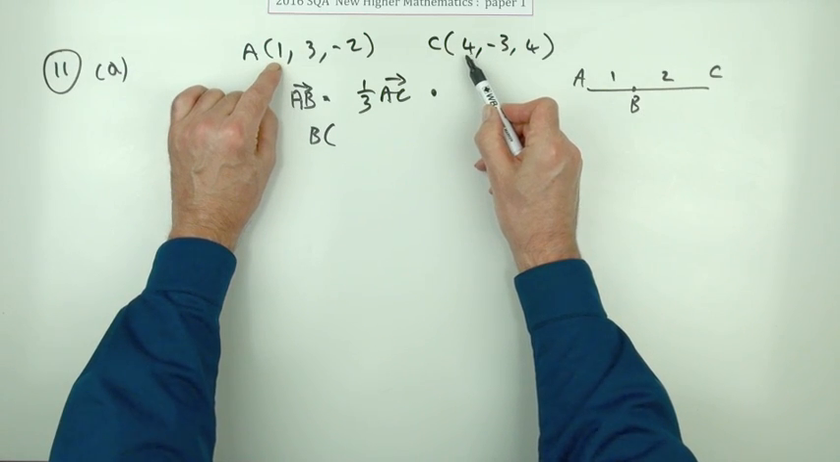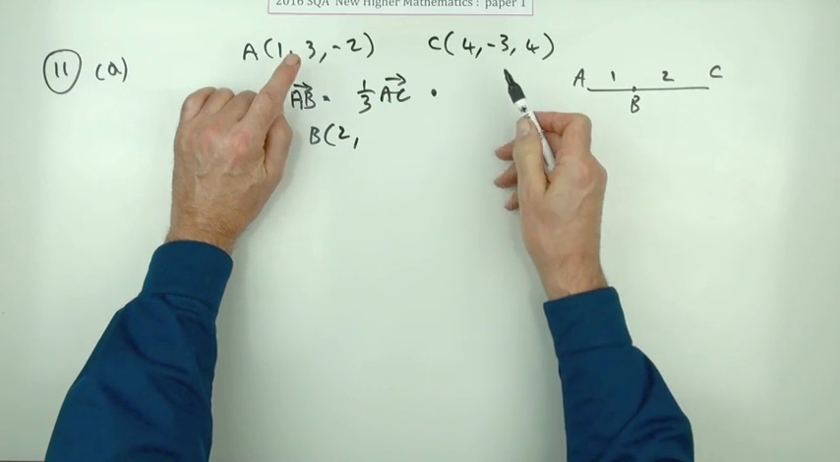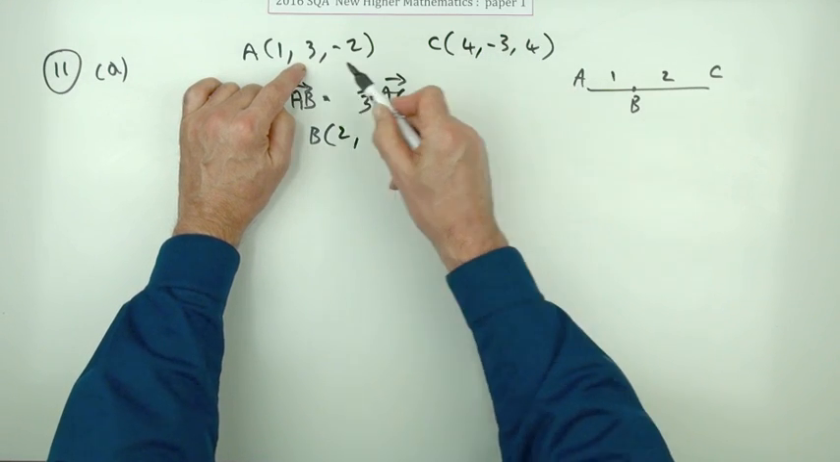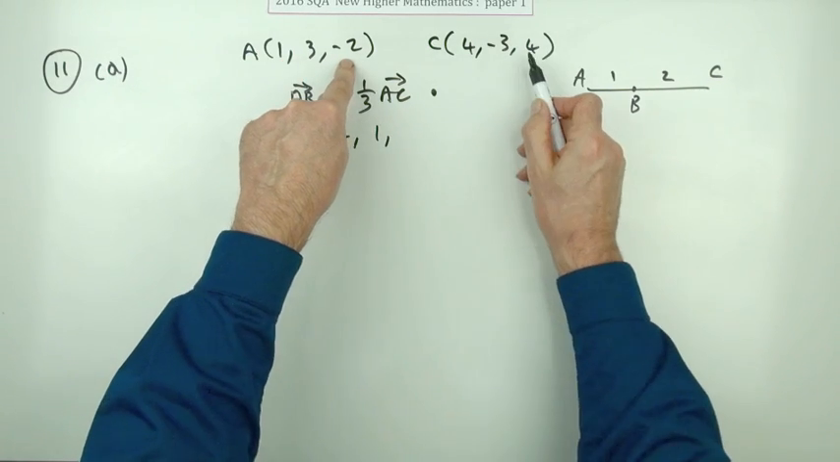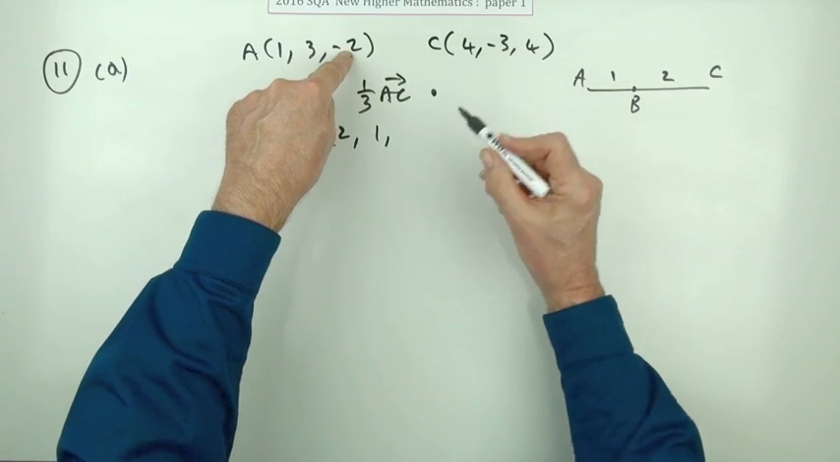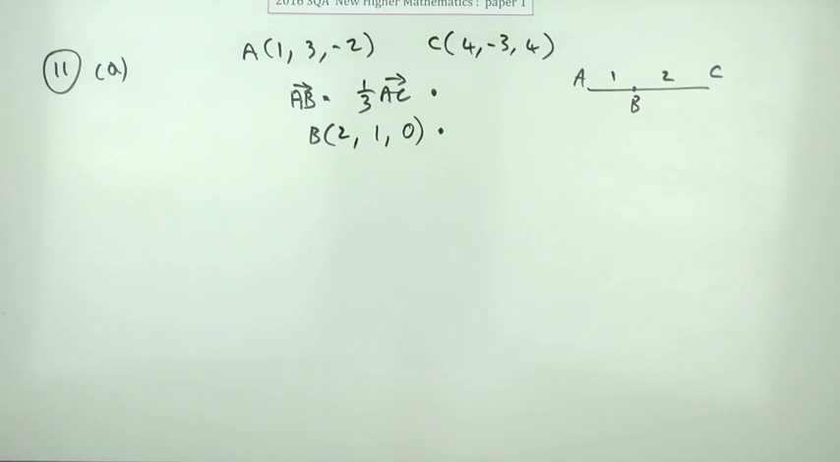1 to 4, that's 3 steps, so 1/3 of that is 1 step, so that's 2. 3 to -3 is 6 steps back, 1/3 of that is 2 steps back, 2 steps back from 3 is 1. -2 to 4 is 6 steps forward, 1/3 of that is 2 steps forward, from -2 is 0. And if you wrote that down, that would get you the 2 marks.